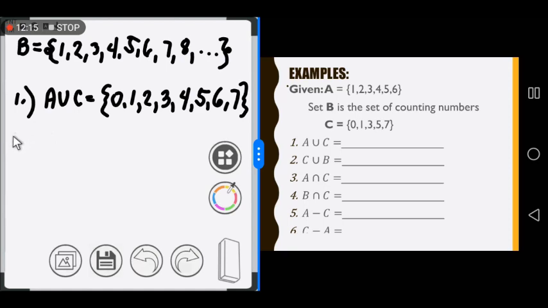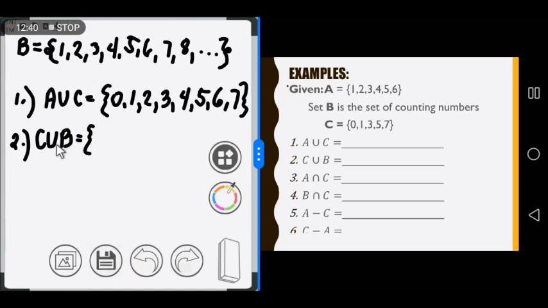Next, union ulit. Again, keyword for union is to combine. So, we have C union B. Pagsasamahin daw po ang elements ng C at B. So, for C, we have 0, 1, 3, 5, 7. And for B, we have 1, 2, 3, 4, 5, 6, 7, 8, 9, and so on and so forth. Ibig sabihin, meron tayong ellipses din dito.